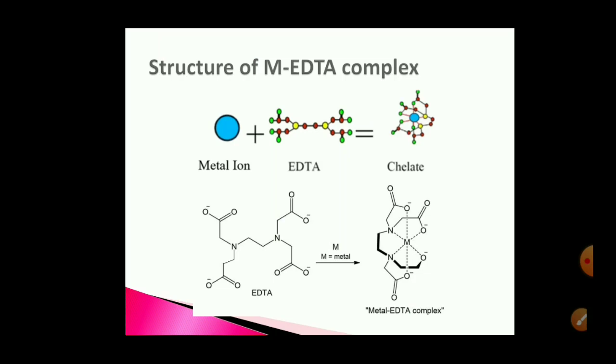Now let us have a look at the structure of this metal EDTA complex. The metal here is calcium or magnesium. So the metal ion is going to bind with EDTA, which is hexadentate, and we are going to get a chelate which is highly stable. So the high stability of the calcium magnesium EDTA complex is due to the chelate formation, which renders high stability and a high stability constant.